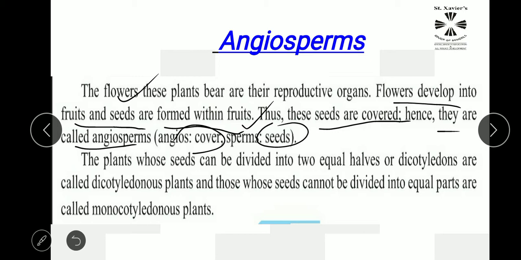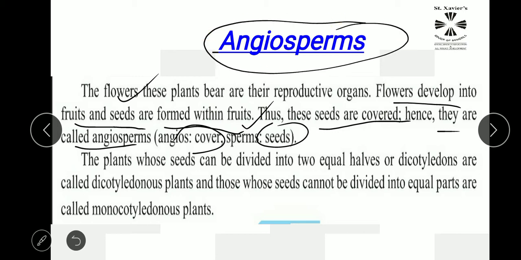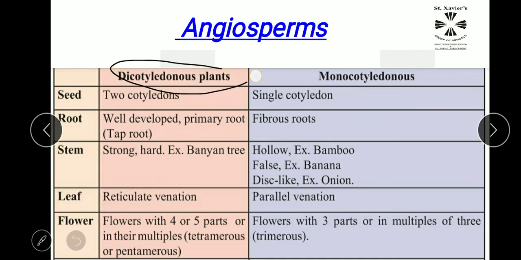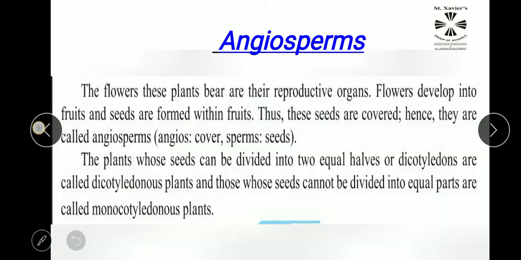The plants whose seeds can be divided into two. Now here angiosperms can also be divided into two parts, students: monocotyledonous and dicotyledonous. Now what is monocotyledonous and dicotyledonous? I'll explain. Angiosperms have two divisions, monocotyledonous plant and dicotyledonous plant. It is based on the number of cotyledons present inside the seed.